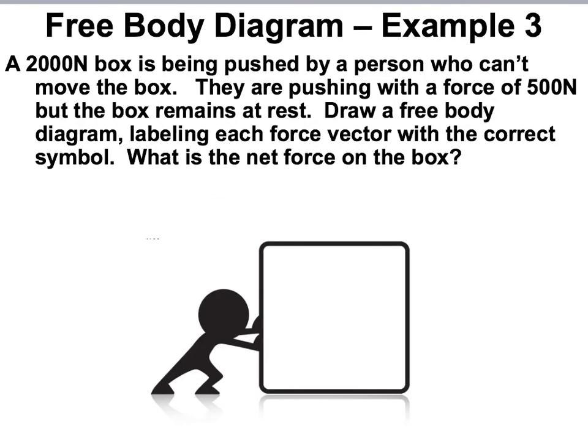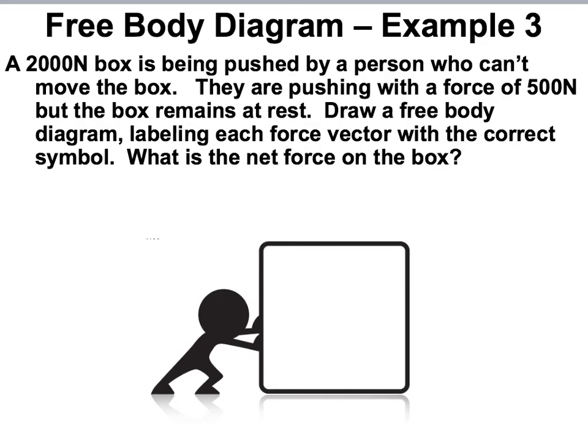In this one, we have a person pushing a box. The box is 2,000 newtons, and it's being pushed by a person who can't move the box, so we know that the box is at rest. They're pushing with a force of 500 newtons, but the box remains at rest. Draw a free body diagram labeling each force vector with the correct symbol. What is the net force on the box?